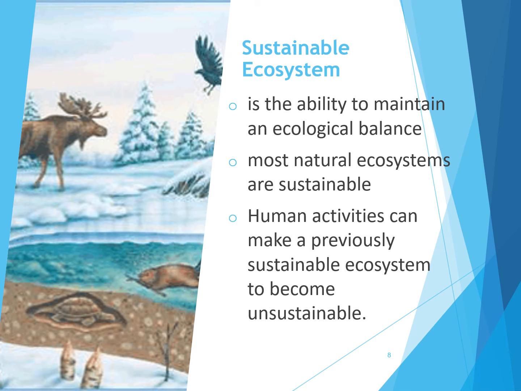Okay, they're not thriving, and a lot of this happens because of human activities. So there are many different ways, and we will talk more specifics later on in the unit, but there are many different ways that humans can interrupt or cause an ecosystem to become unsustainable. Okay, so ecological balance is maintained in a sustainable ecosystem.